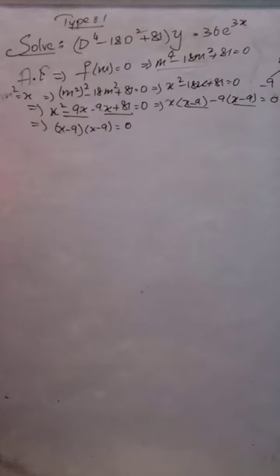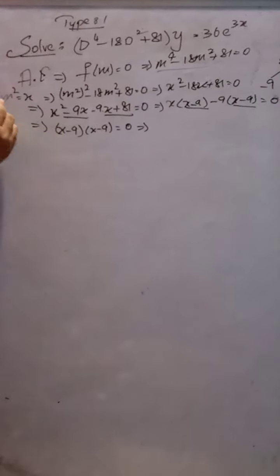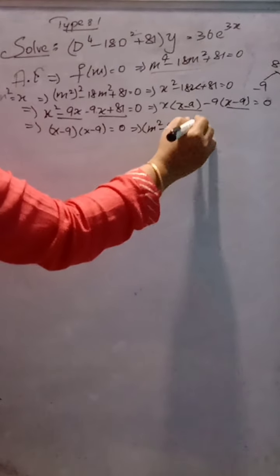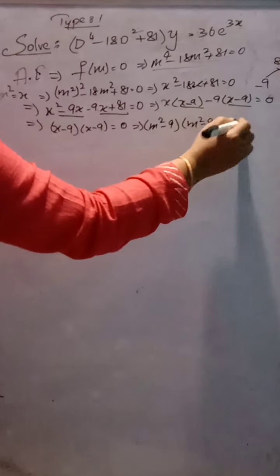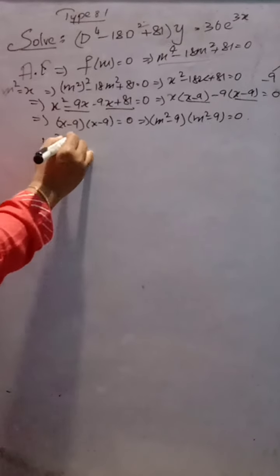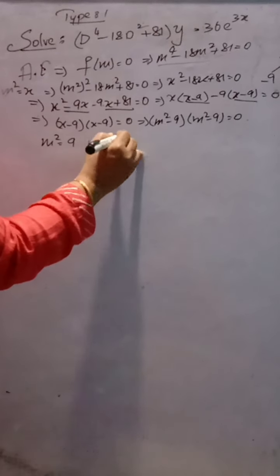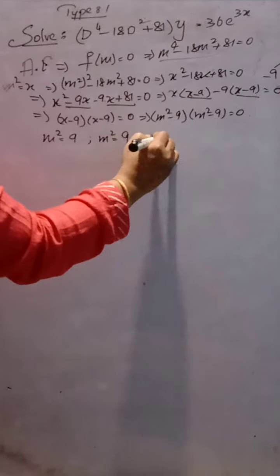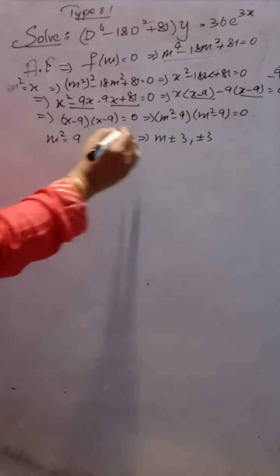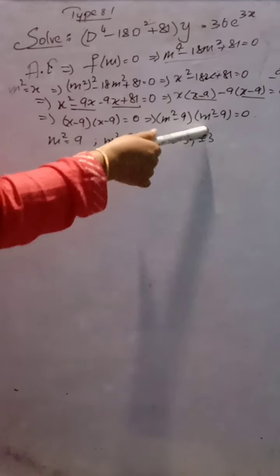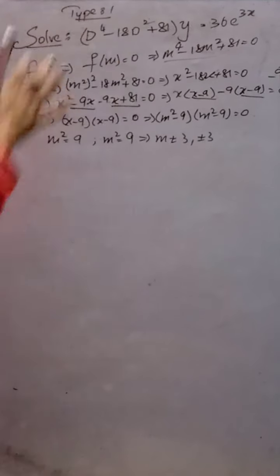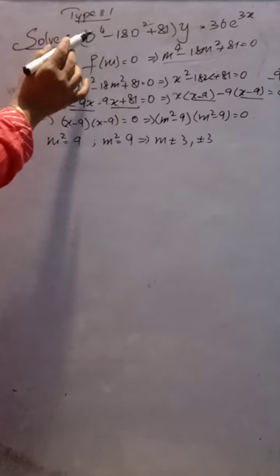Let us replace x by m square, so we get m square minus 9 into m square minus 9 is equal to 0. Putting each term equal to 0, we get m square equal to 9, which implies m is equal to plus minus 3. Again m is equal to plus minus 3. Twice you get, so totally we get 1, 2, 3, 4. Totally how many roots are we getting? 4 roots, because it's a biquadratic equation, that is, the degree is 4.